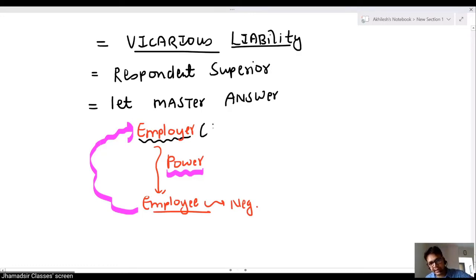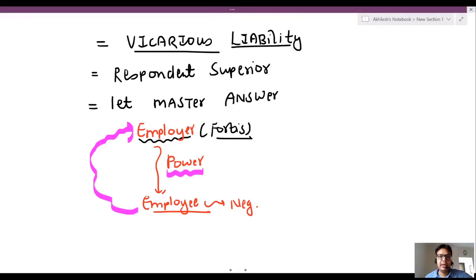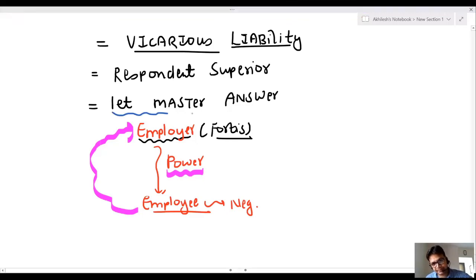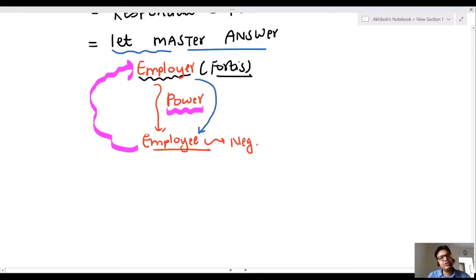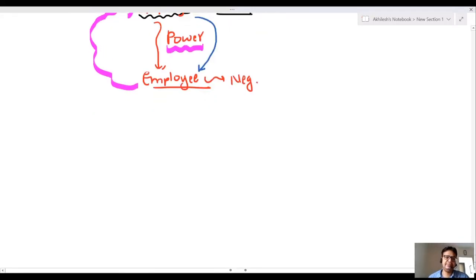Means if you are working under any Fortis hospital, first Fortis hospital will give the answer. That's why I told you, let master answer. After this, it will be transferred to the employee. But for this, you have to work under the power of any employer. This is known as vicarious liability. Your negligence is first transferred to the employer. Let master answer. This is a very important liability: the relationship between employer and employee.